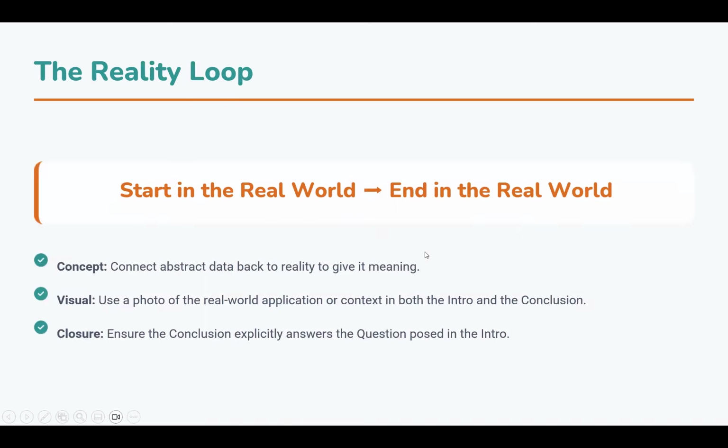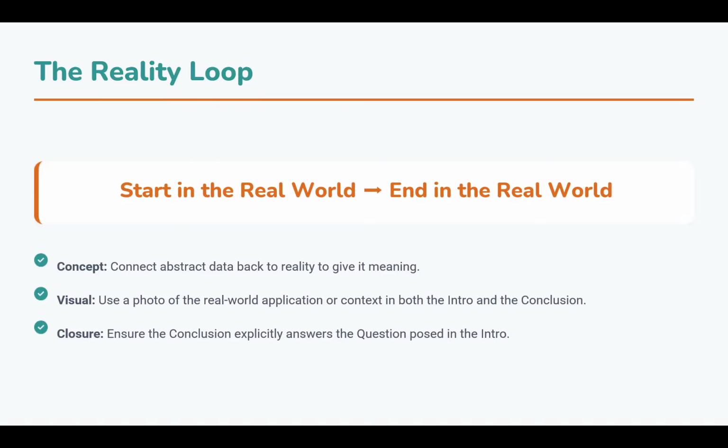So that is how you should negotiate your presentation in a research communication instance. The reality loop is this. You start in the real world, you end in the real world. You switch between real and unreal worlds because infielders and outfielders both are involved there. The concept is this: you connect abstract data back to reality to give it meaning.